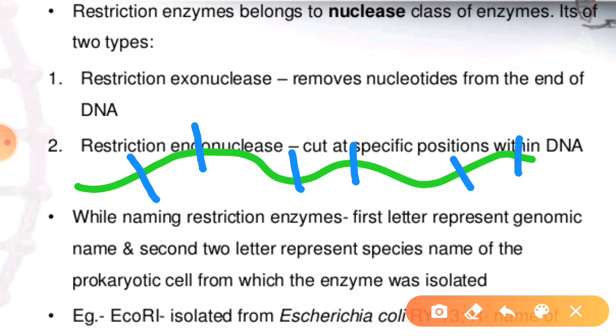Especially, we can say in that particular condition, each restriction endonuclease recognizes a specific palindromic nucleotide sequence in the DNA. I will explain the palindromic sequence in a little while. पैलिंड्रोम क्या होता है, अभी बताता हूँ थोड़ी देर में बेटा.